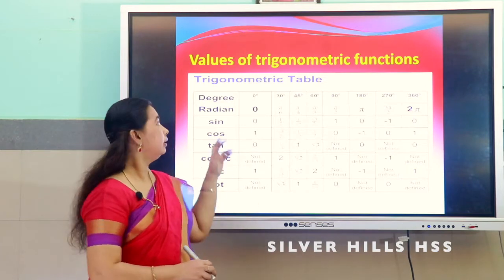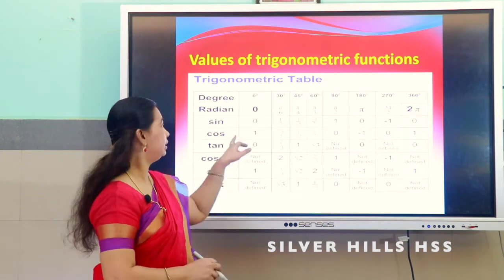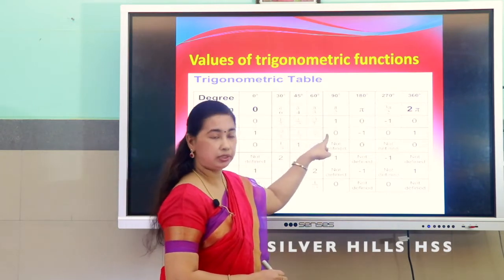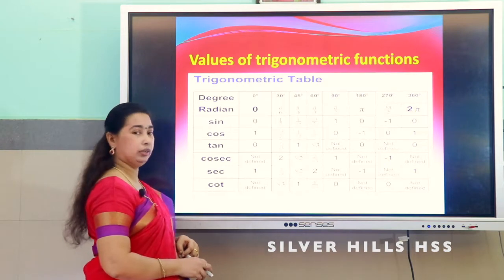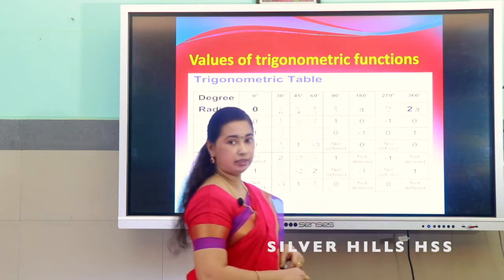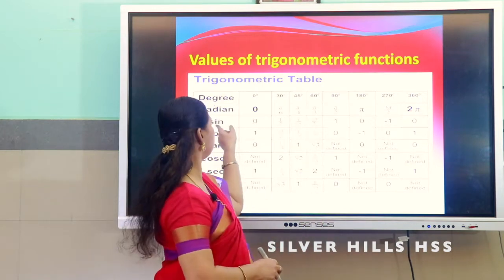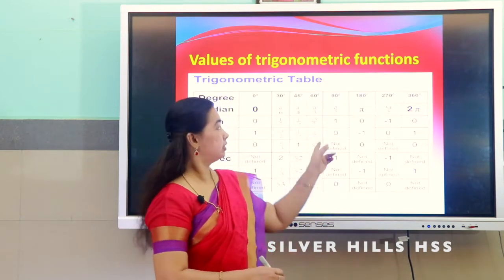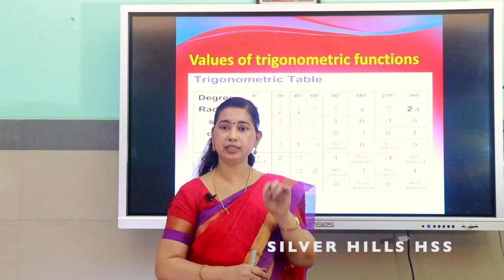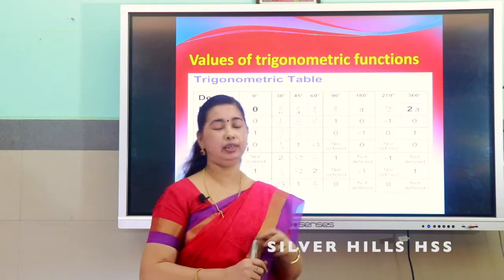The corresponding values of sine: sine 30 is 1 by 2, sine 45 is 1 by root 2, sine 60 is root 3 by 2, sine 90 is 1, then sine 180 is 0, sine 270 is minus 1, and sine 360 is 0. We can see here sine pi is 0, sine 2 pi is also 0. So, wherever multiples of pi come, sine is 0. Sine pi, sine 2 pi, sine 3 pi etc. become 0 in the case of sine.